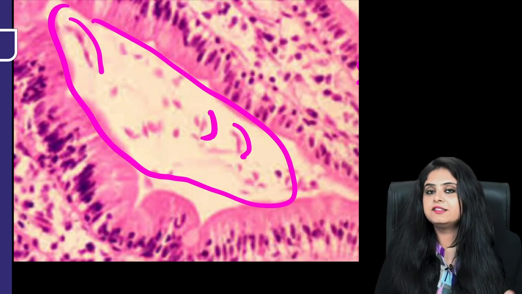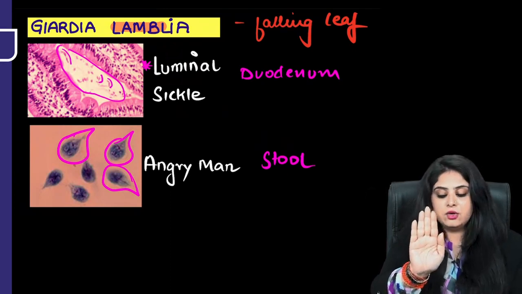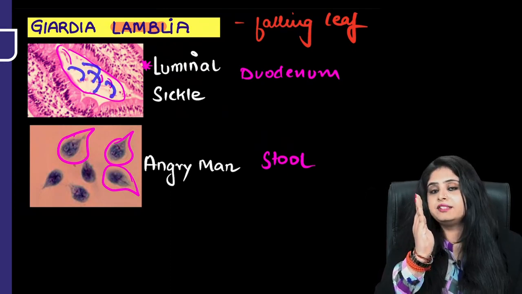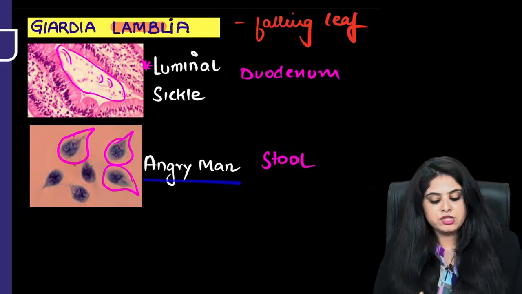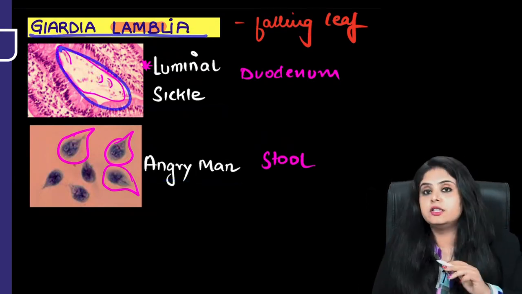So basically, when you're seeing it in the stool, you're seeing the front view. That is why it's an angry man. In the duodenum, you see the side view. Side view makes it the sickle shape. Okay? So both the shapes are very well known. Both of them are for Giardia. In the exam, you will pick it up by its location in the lumen.